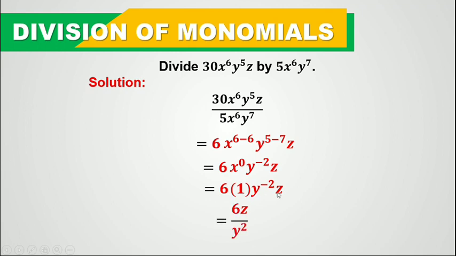So copy z in the numerator because its exponent is positive, and then we're going to write y to the power of negative 2 in the denominator because its exponent is negative, changing its negative sign to positive. So therefore, the answer for this particular question is 6z over y squared. So that's it. This is how easy it is to divide monomials. Now let's try more exercises.